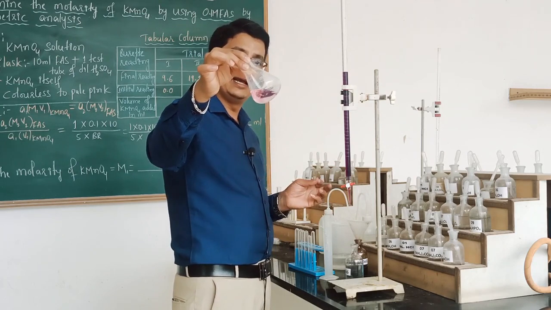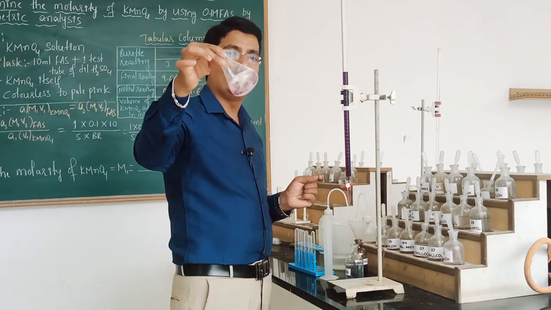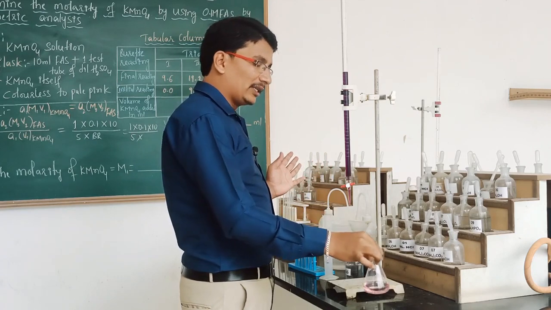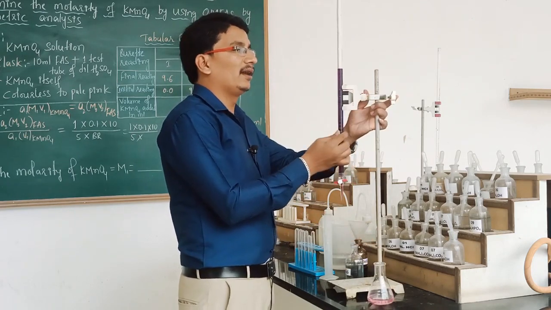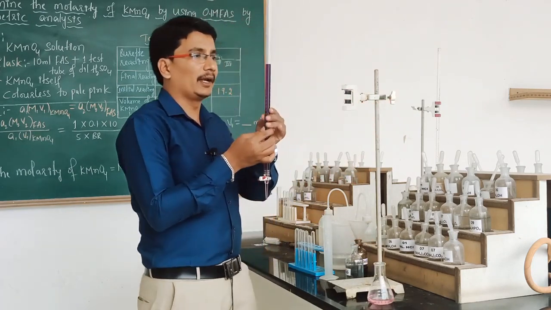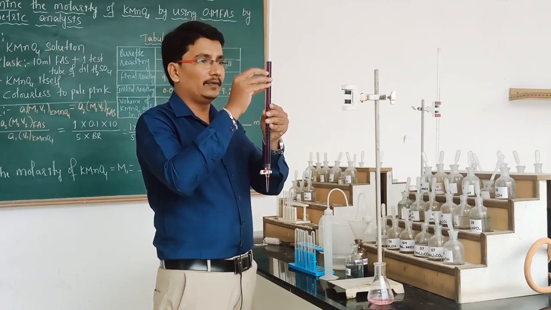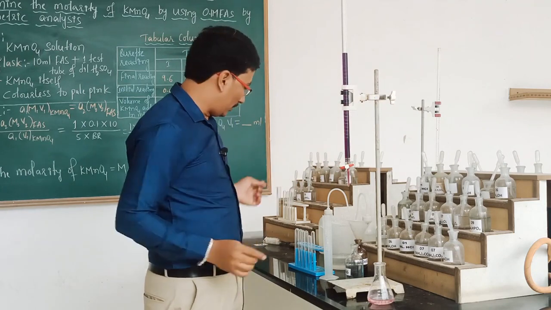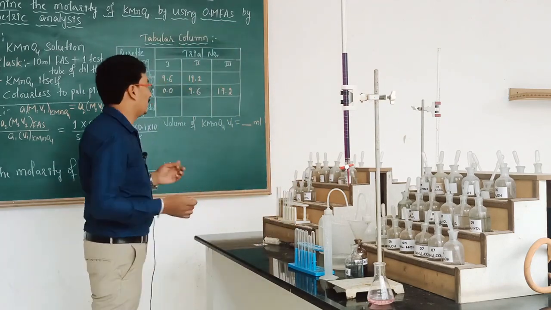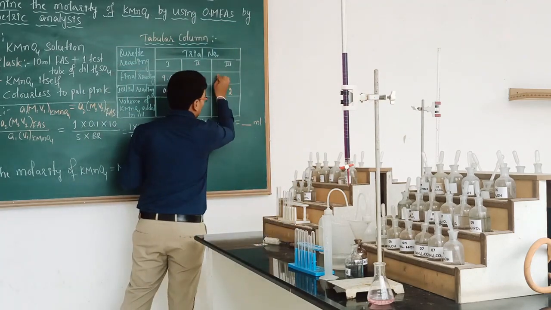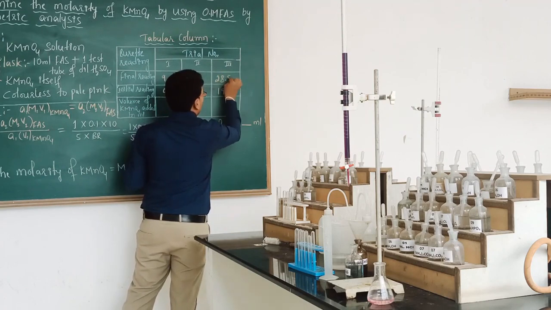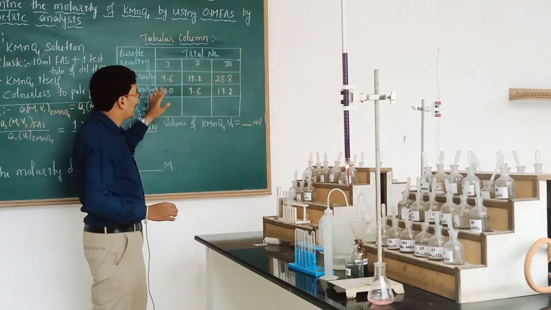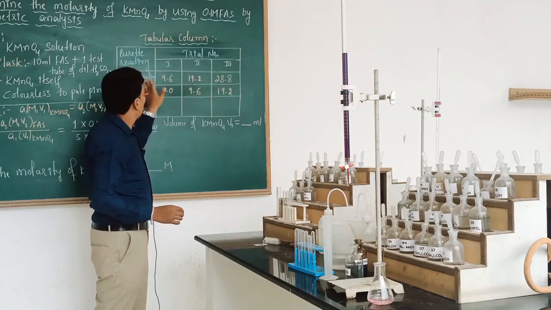Yes, in the beginning it is colorless. Now the end point is a permanent pale pink. This is the third reading, I am observing the third reading. The reading that has come is 28.8. The third reading is 28.8 that I will report here. The final reading, third reading, is 28.8. Clear? But now we don't know the initial reading, we know the final reading.